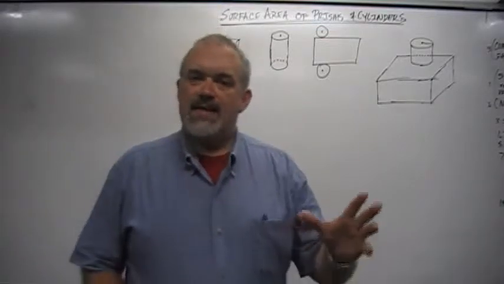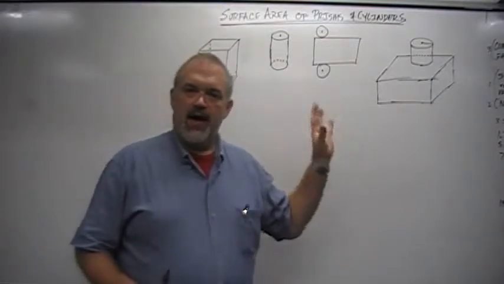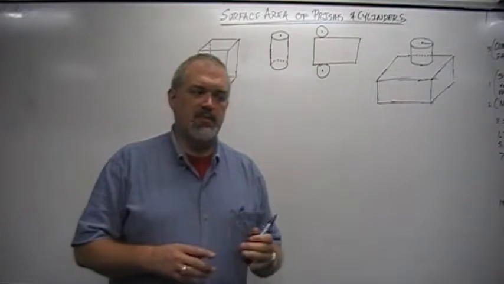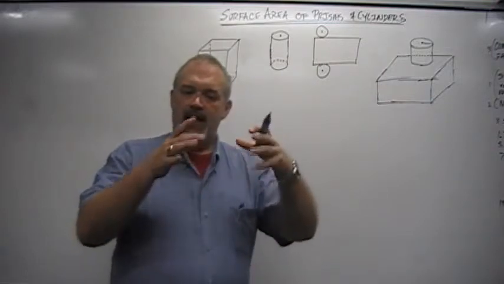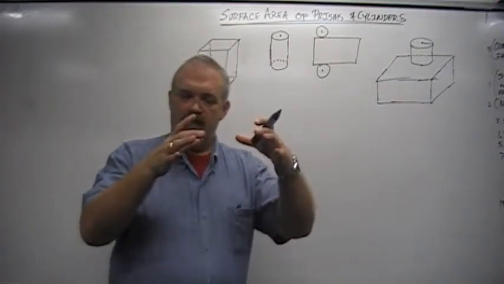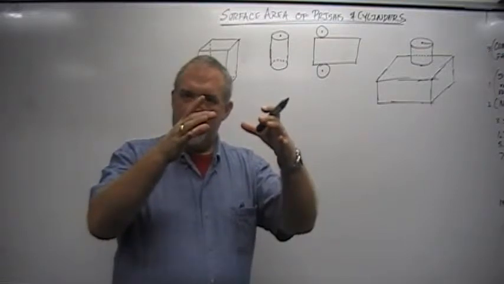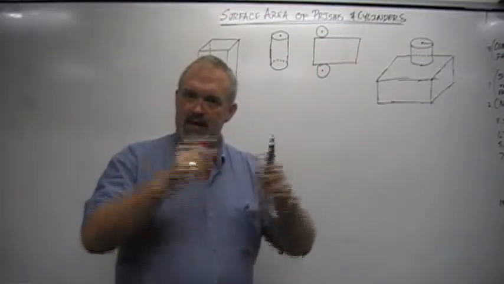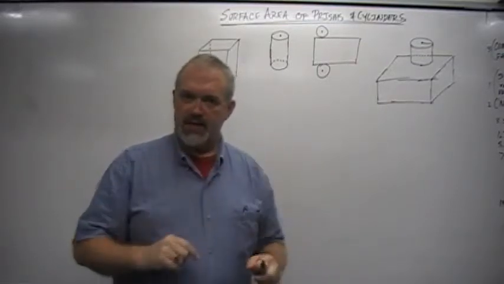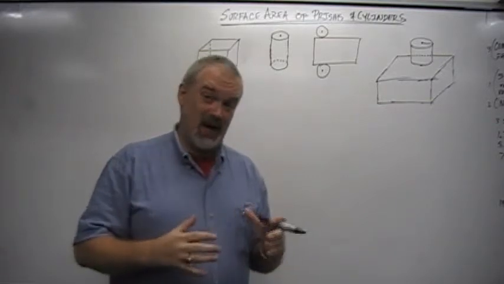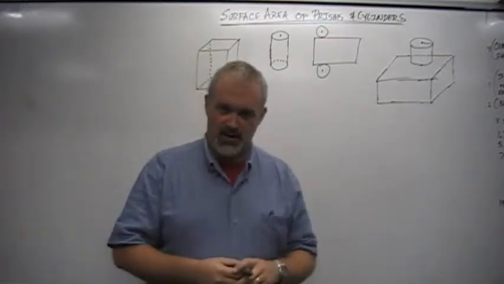Alright, so our topic today is surface area of prisms and cylinders. Prisms, remember, are any figure that has a top and a bottom, a top and a base, and the vertices are connected. A cylinder is the same idea except the top and the bottom are a circle.